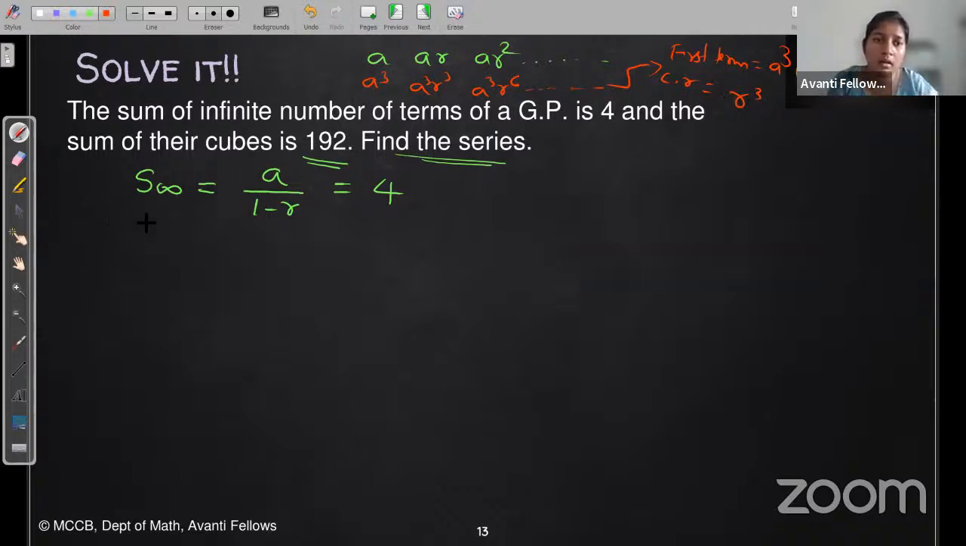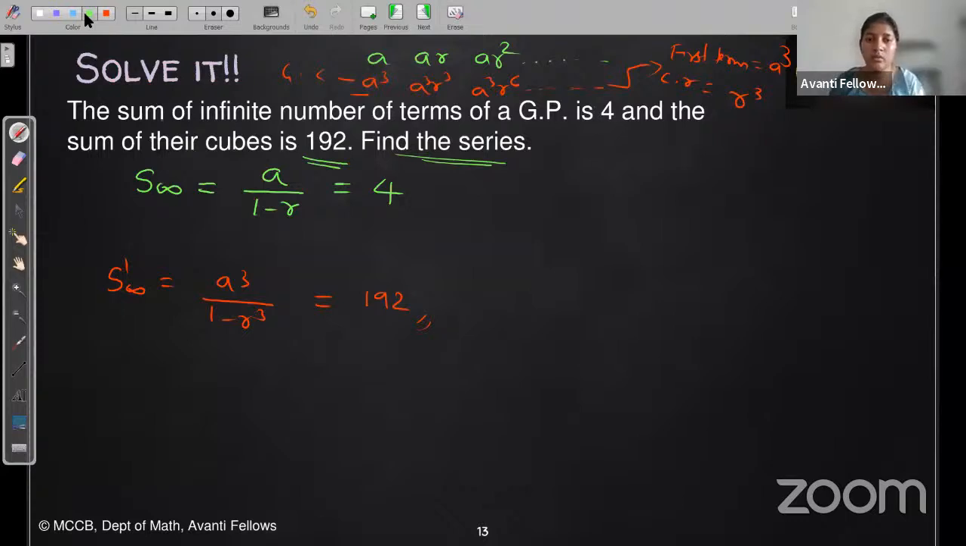So what will be the sum of their cubes? It's the sum of infinite terms of that sequence, okay? So S infinity is equal to a cube divided by 1 minus r cube, right? Because the first term here is a cube, and the common ratio is r cube. So the sum of the infinite terms of this GP will be a cube divided by 1 minus r cube. That is equal to 192. They're asking us to find the series.